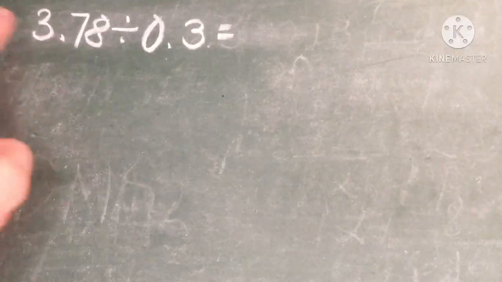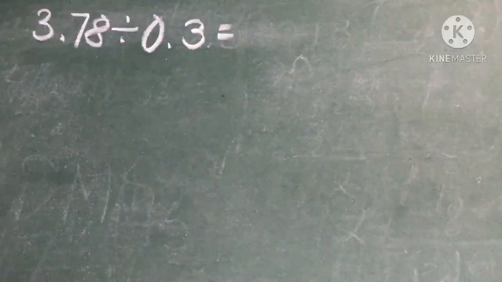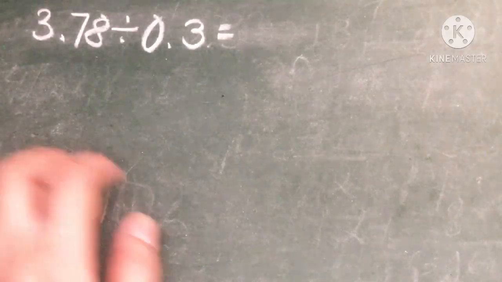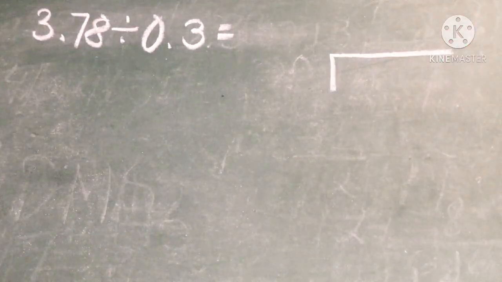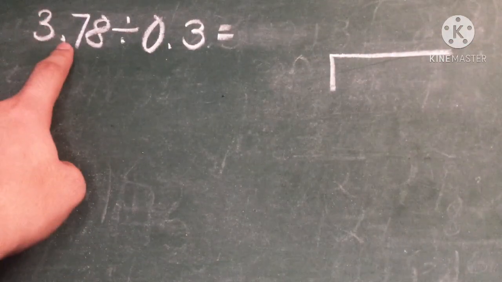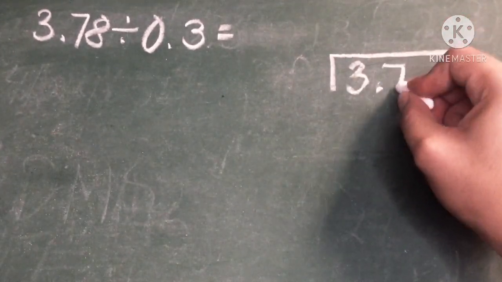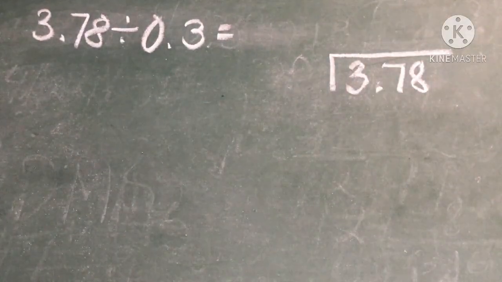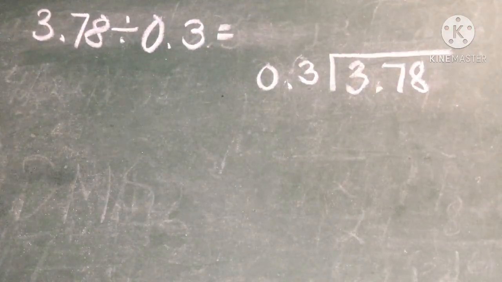We have here 3 and 78 hundredths divided by 3 tenths. So, first, ayusin muna natin in division as pa nagde-divide tayo. So, here, our dividend is 3 and 78 hundredths sa loob. And our divisor ay sa labas. 0 and 3 tenths. Yan.